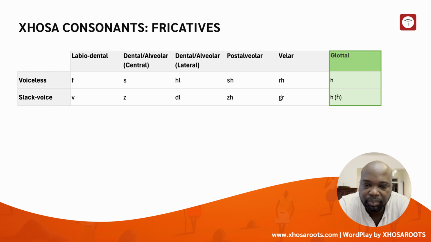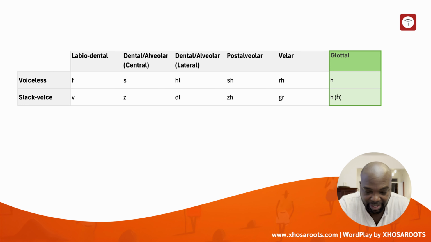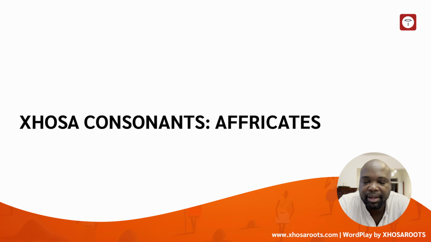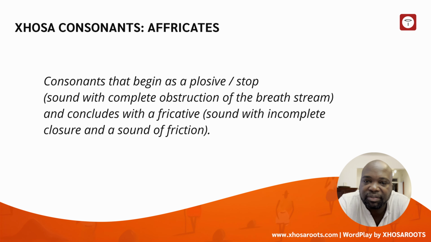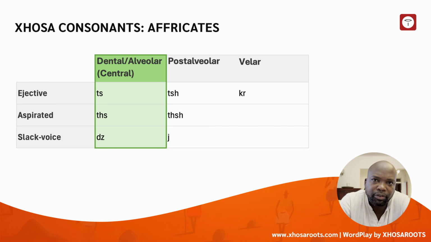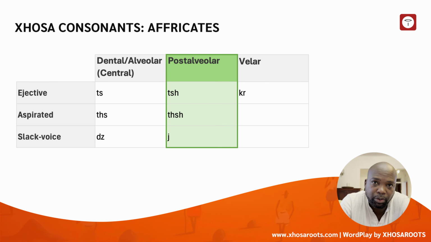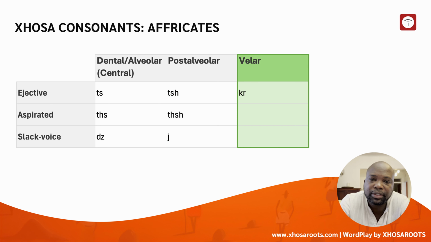And so we can then move on to the next group of consonants, and this group is the affricates. Affricates are a mixture of fricatives and plosives. So it's a mixture of these two sounds that we've already looked at. We have here the dental alveolar affricates, we have the postalveolar affricates, and we also have the velaric affricates.